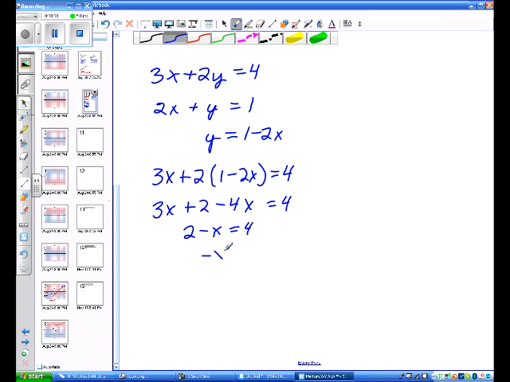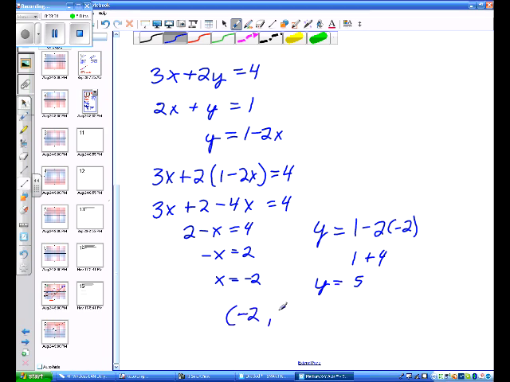Subtracting 2 from both sides, I get negative x equals 2. Dividing both sides by negative 1, I get x equals negative 2. So that tells me what my x is. Now to find out what my y is, I'm going to take this value for x and substitute it back into this equation. So y is equal to 1 minus 2 times negative 2, which would be 1 plus 4, or 5. So the point negative 2, 5 would make both of our equations true.